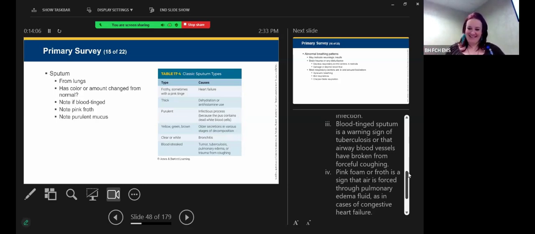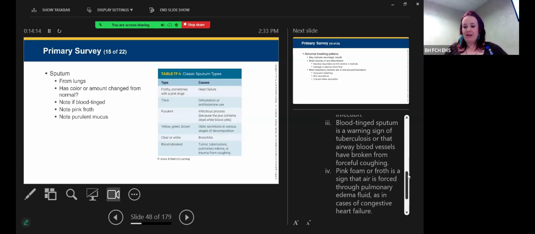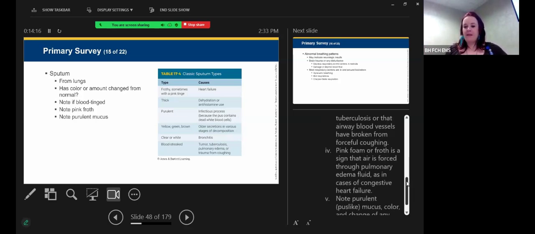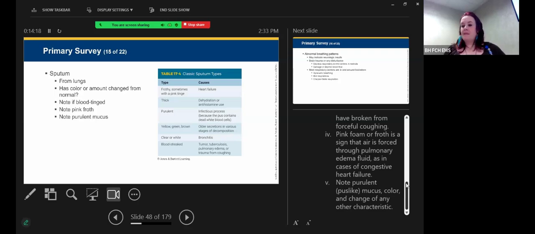Blood-tinged sputum is a warning sign that tuberculosis or the airway blood vessels have broken from forceful coughing. Pink, I see that a lot. They have a pink tinge because they've been coughing for a while. Been sick for a while. It's pretty normal.